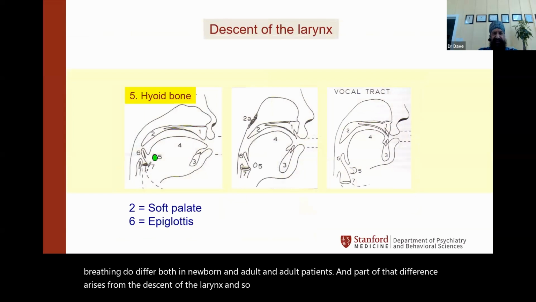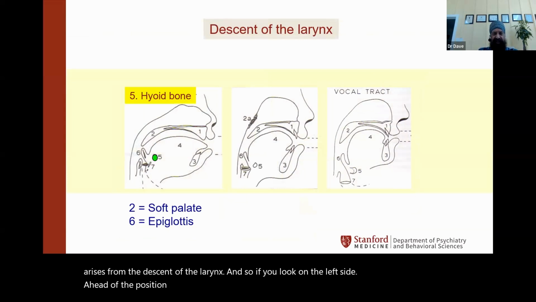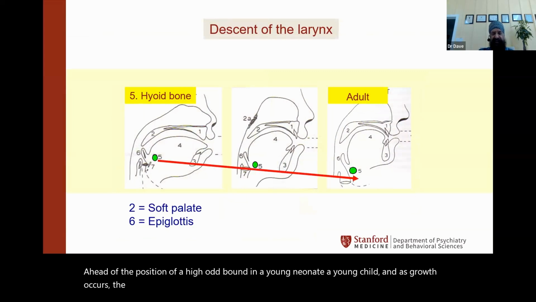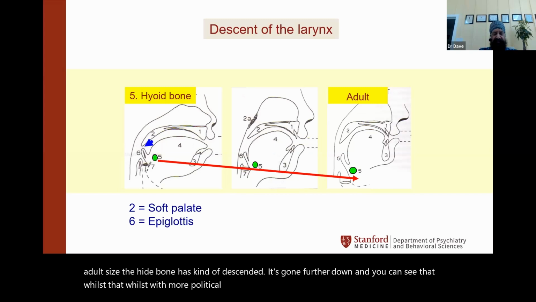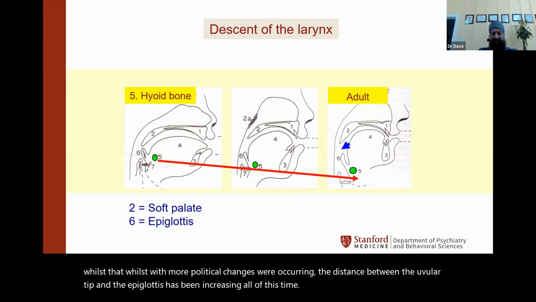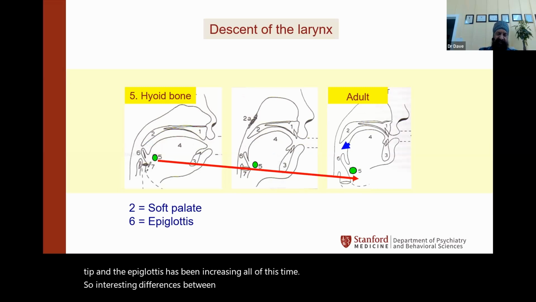And so if you look on the left side, here's the position of the hyoid bone in a young neonate, a young child. And as growth occurs, the hyoid bone tends to descend, the larynx descends. And by the time you reach an adult size, the hyoid bone has descended further down. And you can see that whilst those morphological changes were occurring, the distance between the uvular tip and the epiglottis has been increasing all of this time. So interesting difference between both the morphologic and physiologic changes in neonates compared to adults.